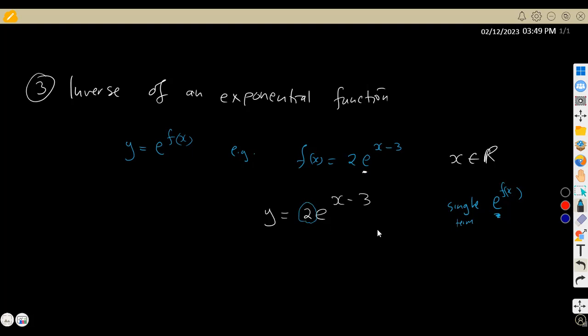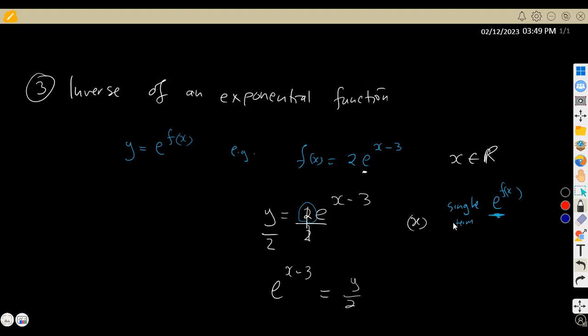You have to remove all these numbers. You just remain with e. All right. So this is what you're going to do because this 2 is affecting. So you can divide by 2 both sides, so that we can just remain with e. If we divide by 2, we are going to have e to the exponent of x minus 3 is equal to y over 2.